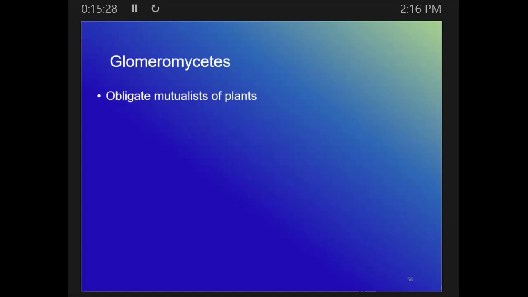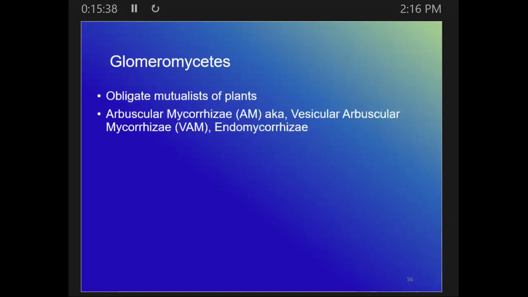So obligate, that means at least to date, we haven't figured out how to grow them separate from the host plants. It doesn't work. And so we call them obligate to their plant host. So we're actually talking about arbuscular mycorrhizae type fungi, and I'll talk a little bit more about those.